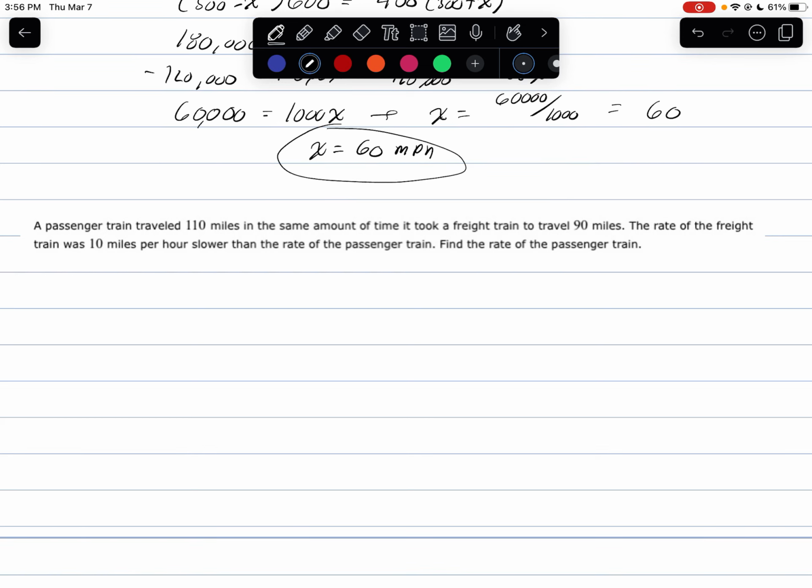Here we have a passenger train that traveled 110 miles in the same amount of time. That's a key phrase again, same amount of time. It took the freight train to travel 90 miles. The rate of the freight train was 10 miles per hour slower than the rate of the passenger train. I want to find the rate of the passenger train. So let's make a table again. So we have the freight train, and we have the passenger train.